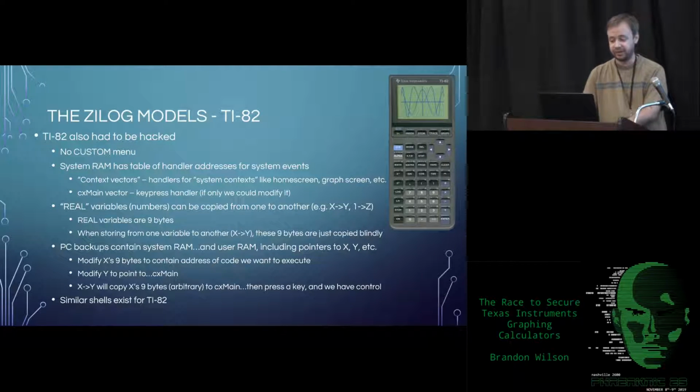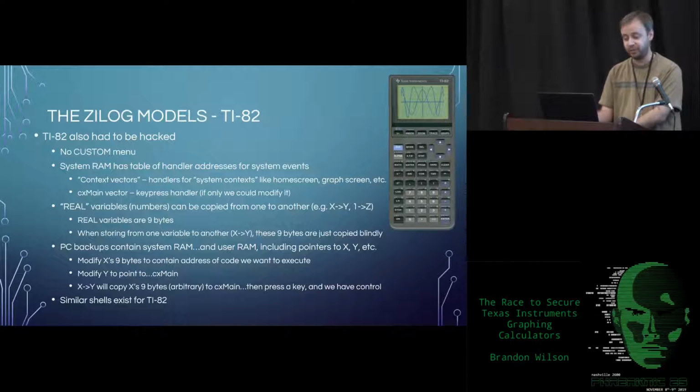And that's done by another piece of functionality, which is storing values to variables, like real variables, mathematically real variables, complex variables. Those are stored in RAM as 9 bytes, and then when you copy from one variable to another, those 9 bytes are just copied from the source variable to wherever the data for the second variable is. So if we modify one variable like X with the bytes that we want, with the address of code that we embed in that memory backup, and then modify the location of a second real variable like Y to point to CX main instead of the actual data for that variable, then we can override CX main by just storing X to Y. So it just copies 9 bytes from one place to another.